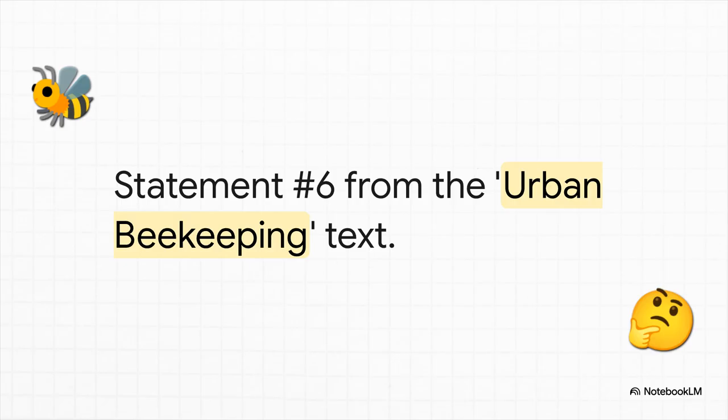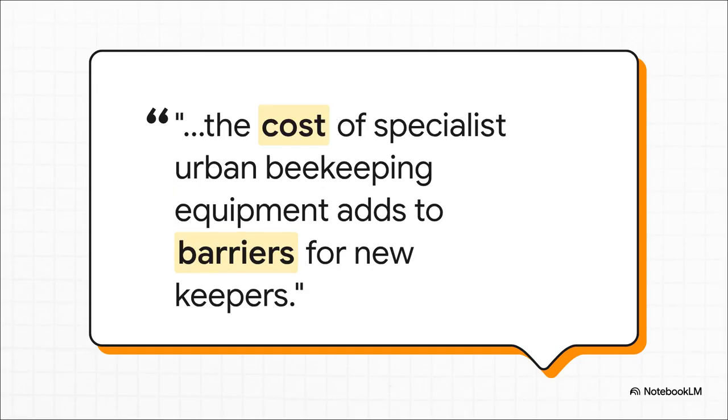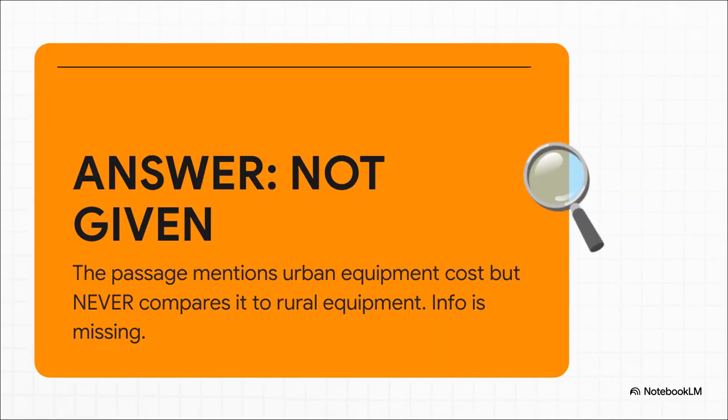Let's try another one, statement number 6. This time, let's see if we can spot a not given. Okay, the statement claims urban beekeeping equipment is inexpensive compared with rural equipment. Our keywords are definitely inexpensive and that all-important comparison with rural equipment. So we scan the text for those keywords or synonyms, and we find this part. The passage tells us the cost of urban equipment is a barrier, which suggests it's actually expensive, not inexpensive. But hold on, does it ever compare it to rural equipment? And there's our answer, not given.